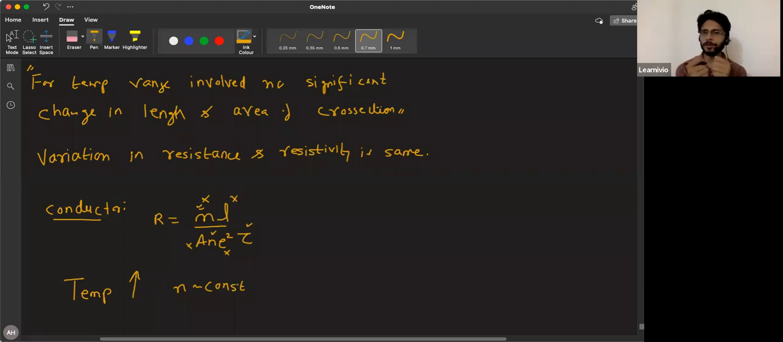When you increase temperature, some bonds may break. Due to those bonds breaking, some new free electrons will get released. But that number is very small as compared to the initial number of electrons.